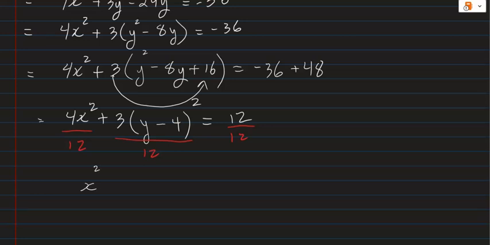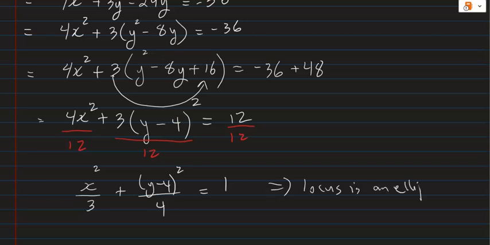x squared over 3 plus (y minus 4) all squared over 4 equals 1. And if you see that, that looks like the standard form of the equation of an ellipse. So the locus is an ellipse, and the center of that is (0, 4). That is the equation of the locus.